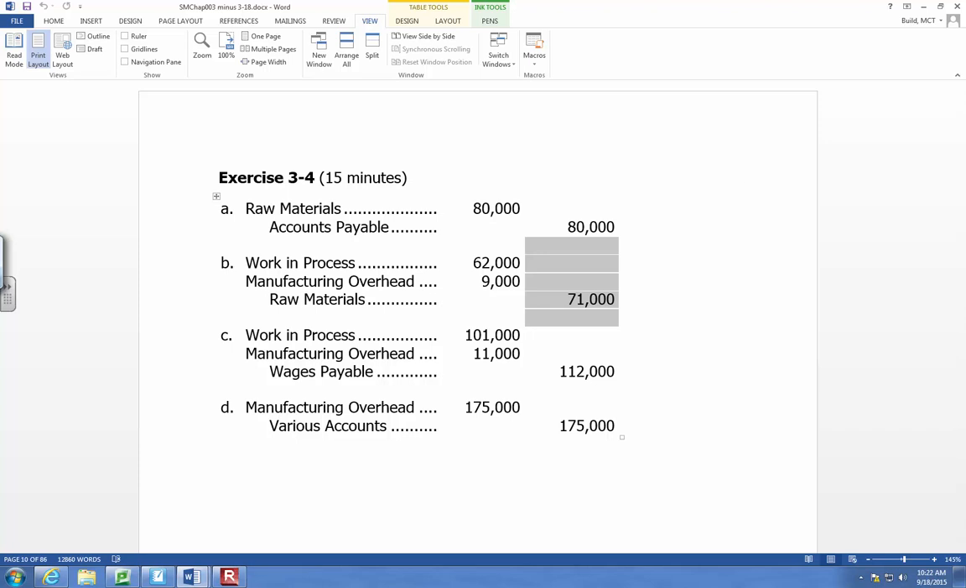Okay, what kind of account is raw materials? It's a current asset, and I don't like that they don't write the word inventory up here. Put the word inventory. Why is that helpful? Because you know it's a balance sheet account. So I want you to put inventory. Debit raw materials inventory for 80 grand, credit raw materials inventory for 71.